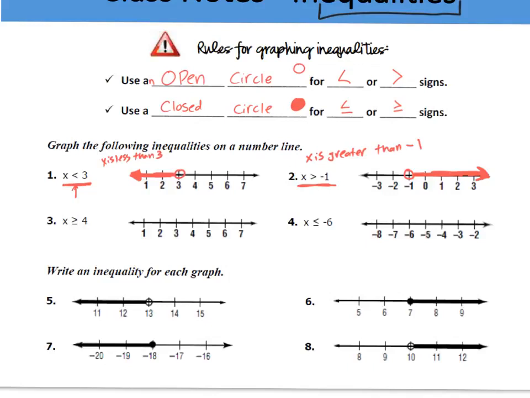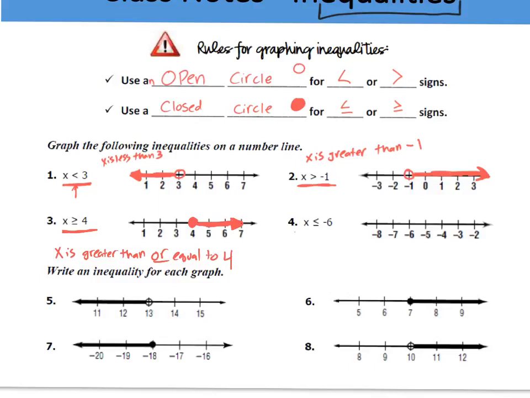Okay, moving on to number 3. I see x is greater than or equal to 4. So I'm going to write that out. X is greater than or equal to 4. So when I have this greater than or equal to sign, I fill it in with a solid dot. So at 4, I fill it in with a solid big circle. And x is greater than or equal to 4. Well, what's greater than 4? Everything to the right happens to be greater than 4.